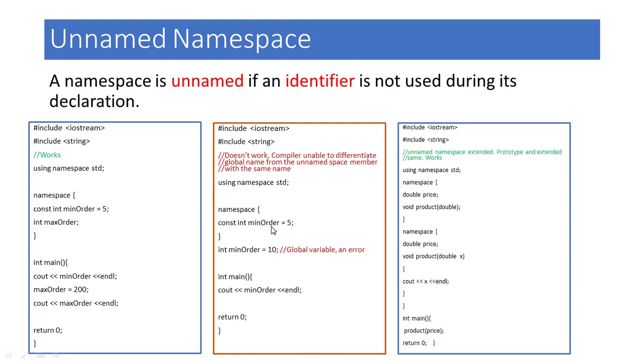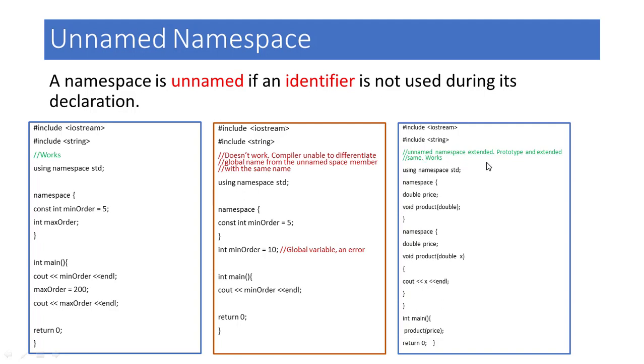This one will not work because the compiler will be unable to differentiate the global name from the unnamed namespace member with the same name. Main order, main order. So the compiler will be confused and it will not be able to differentiate one from the other. Whereas with this one, it shows that we can extend an unnamed namespace.